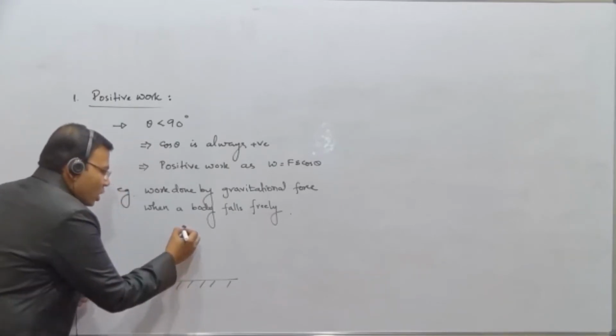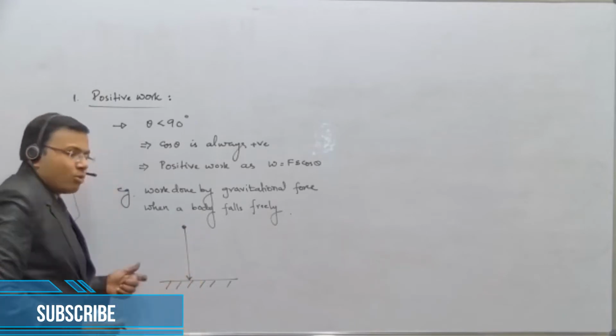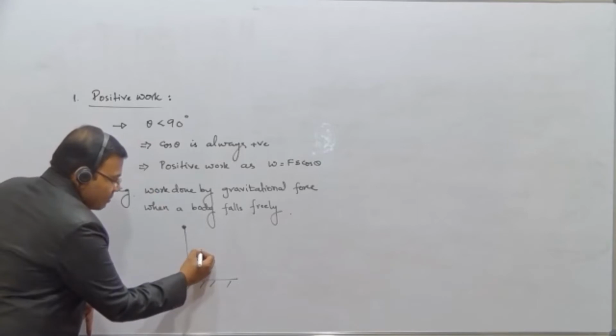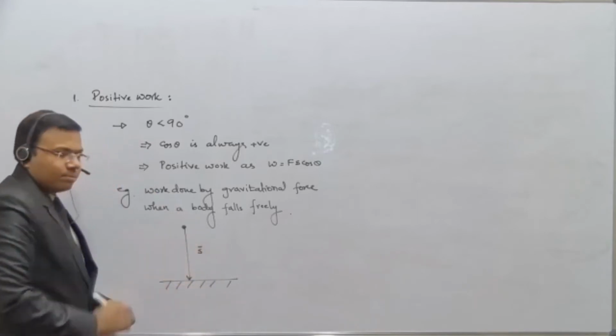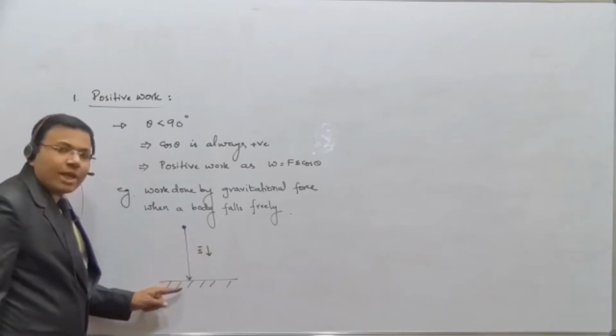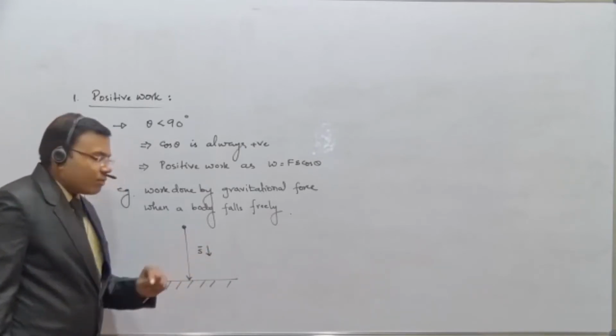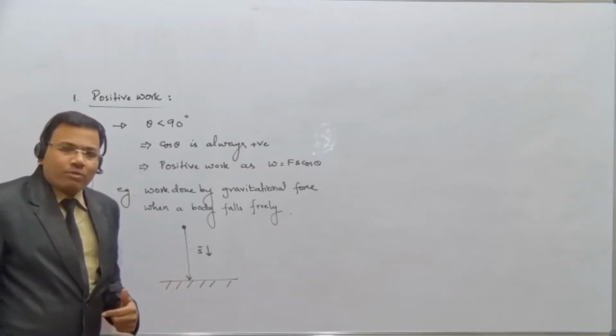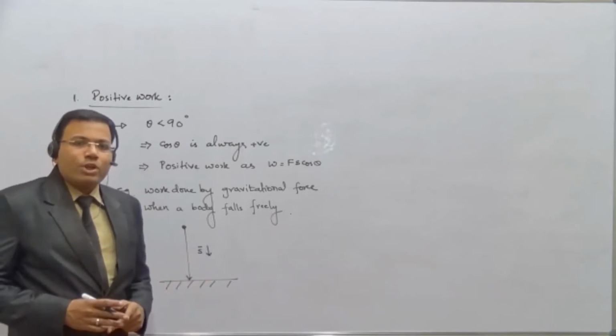So what happens? The displacement, how the body is moving, that gives you the direction of the displacement, and the direction of the displacement is down. This is the movement of the body I have shown, and here I am showing the direction of the displacement vector, it is downward. And how does the gravitational force act?